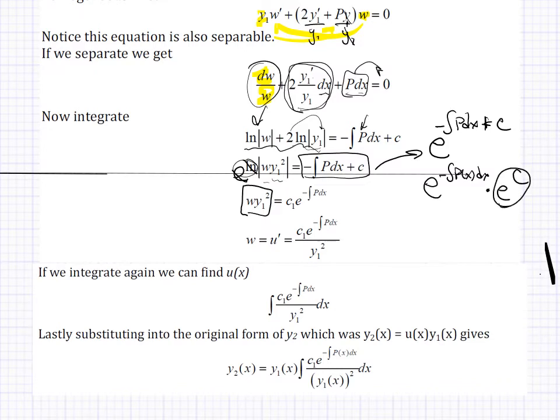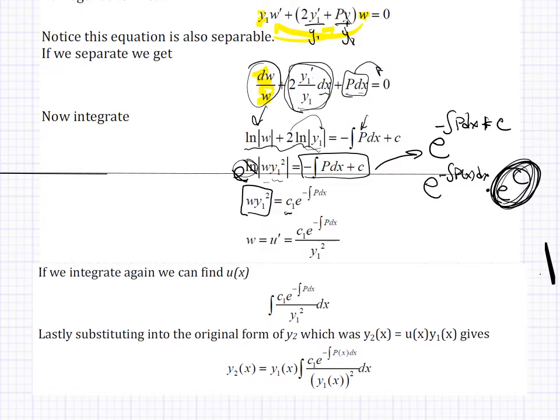But e to the c is technically just a constant in itself, so that's where you have this, if you see c1 e to the negative integral p dx. So I'm going to call this e to the c, c1. You can call it c. I'm going to call it specifically c1 because we're going to get another c to show up eventually anyway when we build our whole solution.